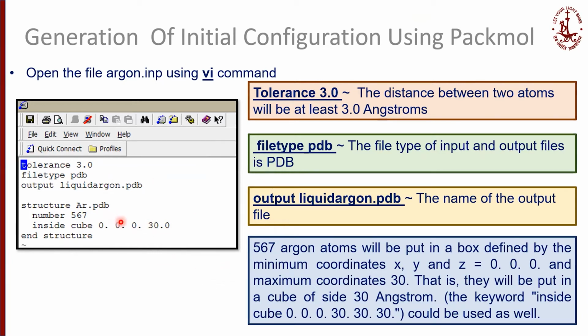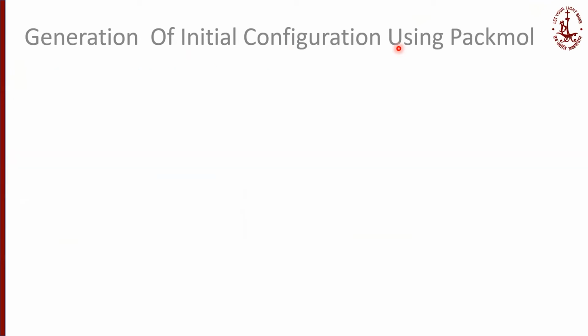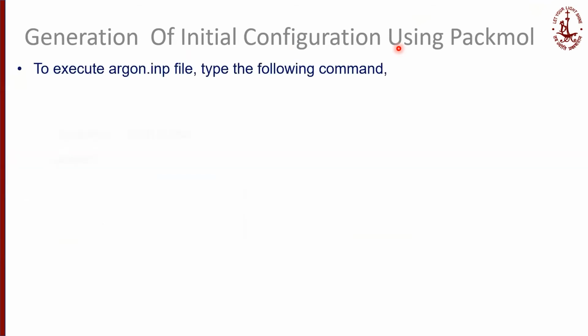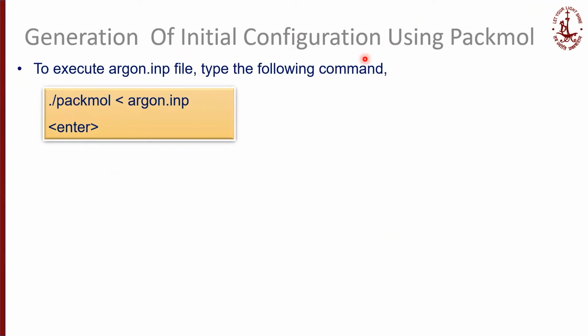So this is the file format for the initial configuration in Packmol. Once your argon.inp is ready, you have to execute it. How to execute in Packmol? Just type this command: ./packmol space less than argon.inp. This is the input file name for the argon simulation, and then you press enter.